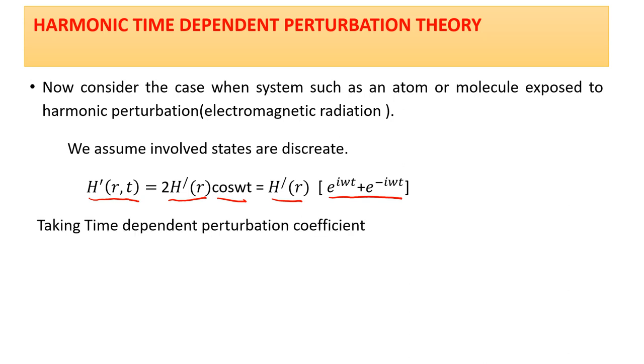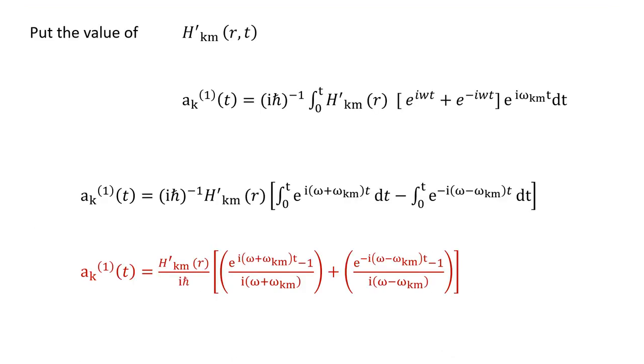Taking time dependent perturbation coefficient, a_k(t) is equal to i h cut inverse integral 0 to t h dash km e to the power i omega km t dt. This is the formula that has been derived in last video. Now put the value of h dash, so you will get a_k(t) is equal to this term.